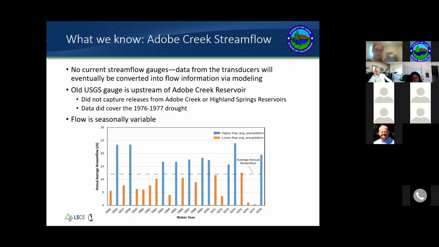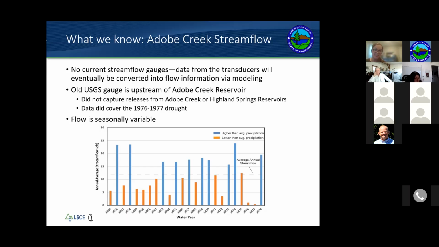So right now, what we're working with is old data on Adobe Creek. The Rancheria is gathering data now. But when we look at the data that is available, it is important to note that it is upstream of Adobe Creek and Highland Springs reservoirs, so you're not capturing what is going down Adobe Creek from those reservoirs, which is important.